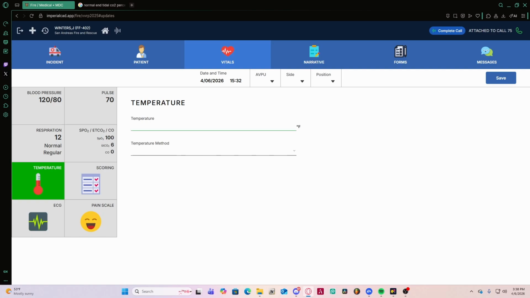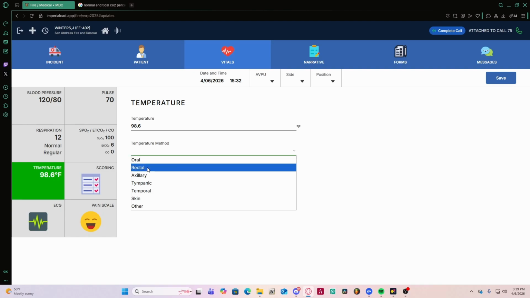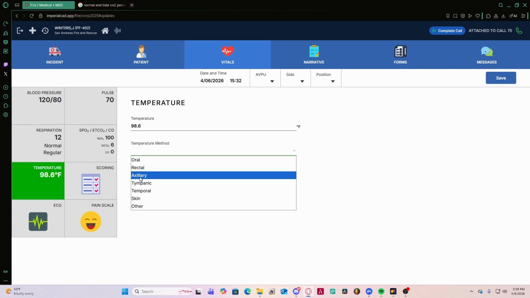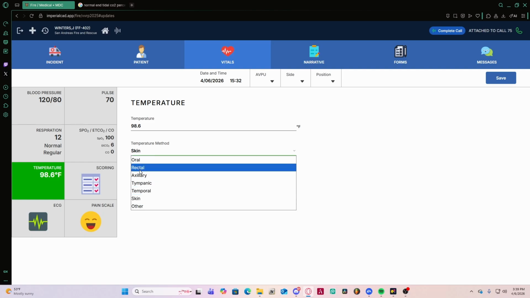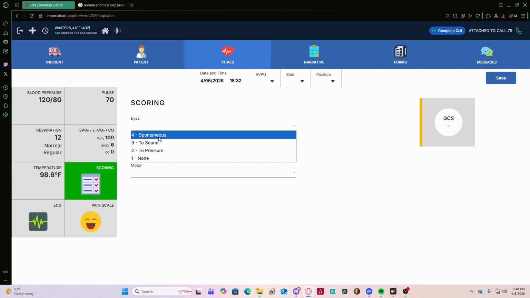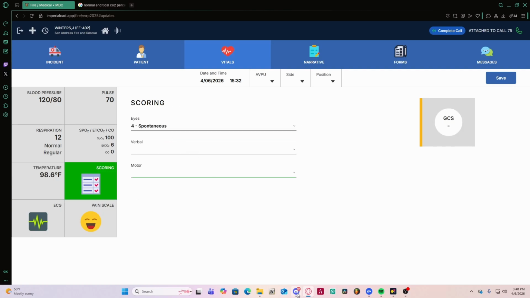Temperature. What's normal temperature for a person? Like 90? 98.6. Yeah, temperature. They have a temperature of 98.6. Temperature method. We'll just say skin, or... Nah, do oral. Oral? No, we're going for rectal. We could go with rectal. Spontaneous is usually normal.